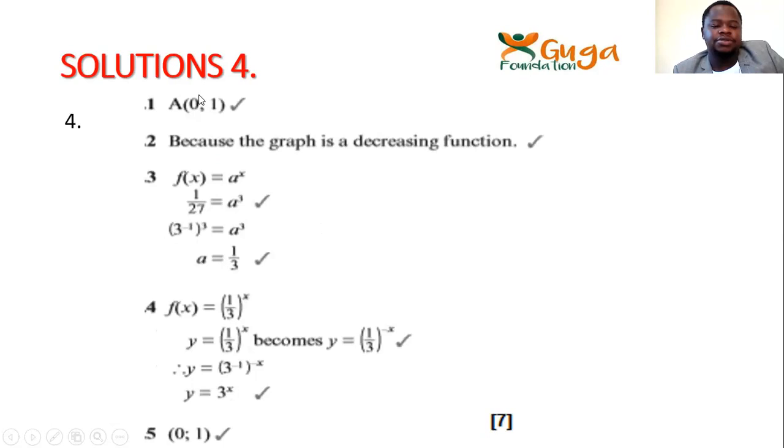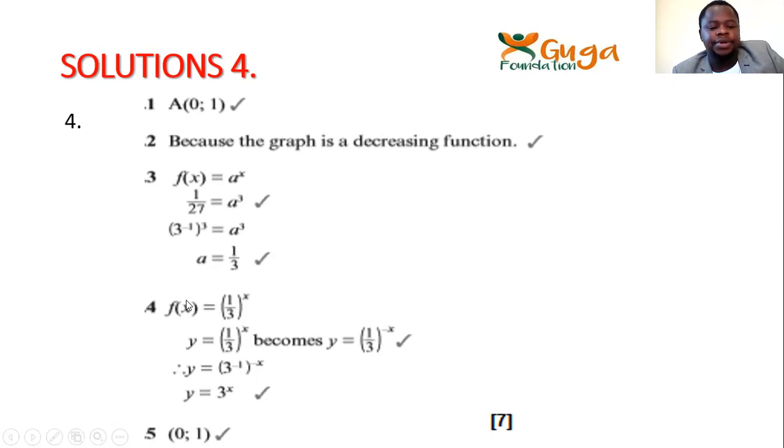So we said your A is 0, 1. We said that the graph is a decreasing function. Okay, when you substitute the coordinate for x is 3 and then for y is 1 over 27, you have to change this 1 over 27 into the base of 3, right? It will be 3 to the power negative 1 to the power 3. So now the exponents are the same, then you equate the base. So you've got a equals 1 over 3.